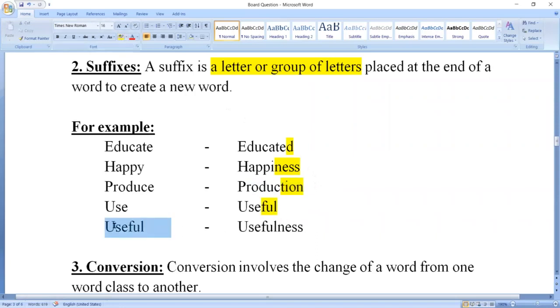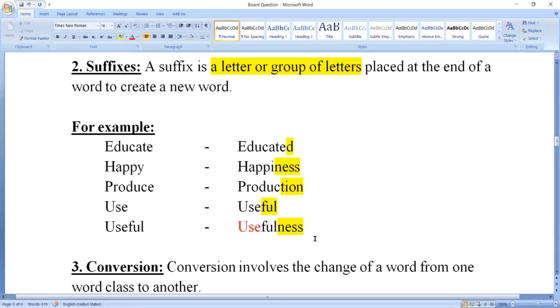And if we take useful as a new base word, we can add ness to make another new word, so usefulness is a new word. The main base word is use, but here we have used two suffixes, that is full and ness. And in this way, we have made another new word, usefulness. So dear students, in this way, by adding suffixes, you can get more and more words.